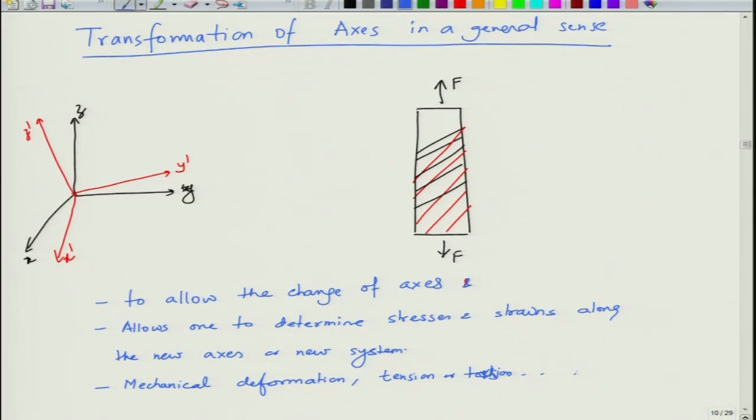So, what we have done in this lecture is we have defined what the normal and shear stresses are, how we transform the stresses in different axes, and what the sign conventions are. In the next lecture we will produce a general framework for transforming the axis and then calculating the stresses and strain along those new transformed axes.